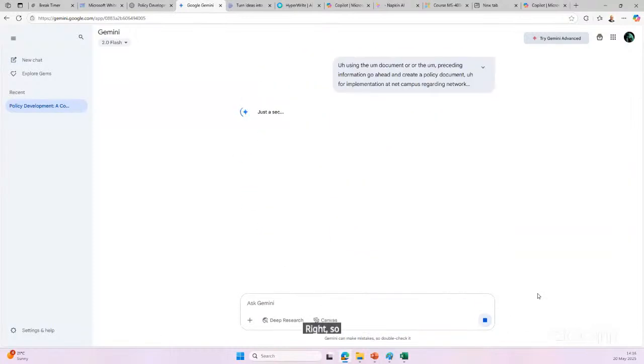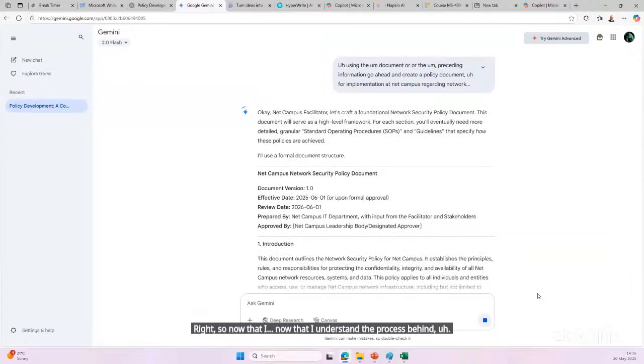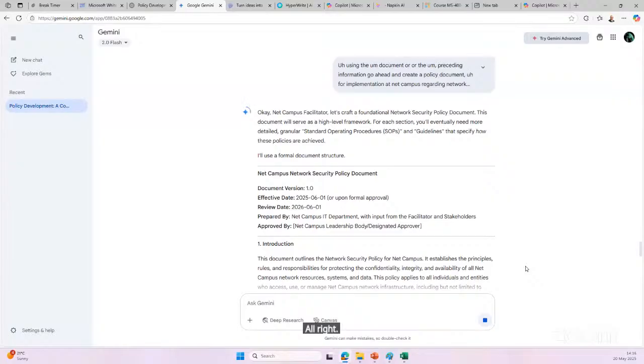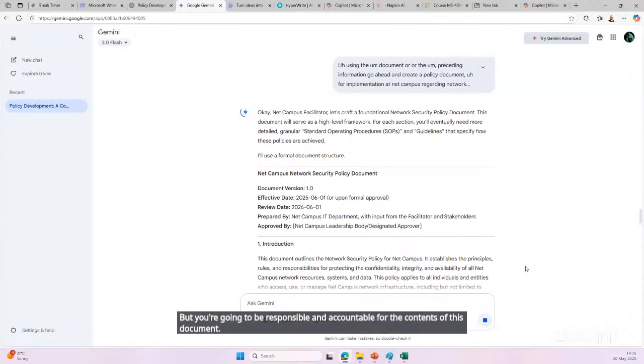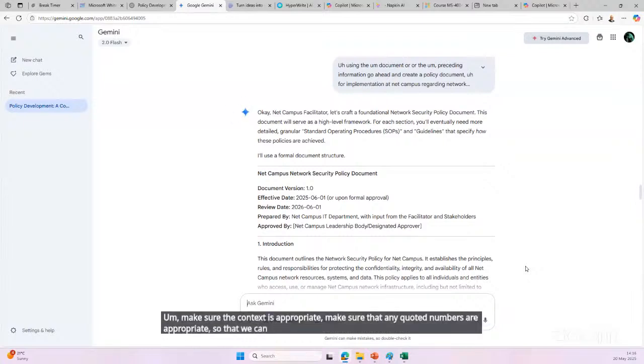Right. So now that I understand the process behind policy development, I'm much more comfortable having it create the document for me. Now, again, remember, at the end of the day, this is a great shortcut, but you're going to be responsible and accountable for the contents of this document. So this is something that we have to review, make sure the context is appropriate, make sure that any quoted numbers are appropriate so that we can make the presentation.